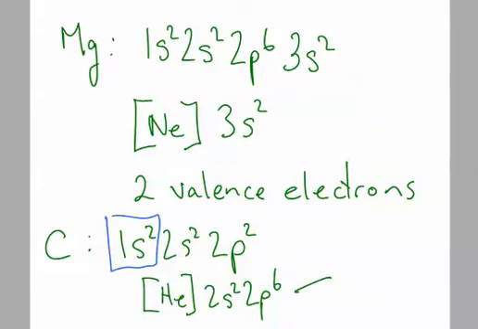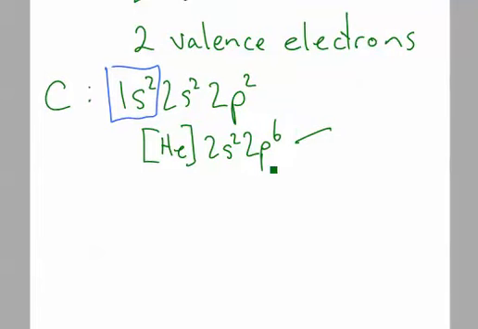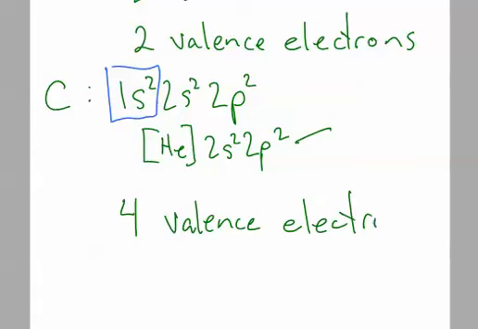And so for carbon, let me make a little bit more space here. Carbon will have a total, oops, I'm sorry, not 2p6, 2p2. Carbon will have a total of 4 valence electrons. Okay, again, it's all of the electrons outside of the core. And let's just do one more.